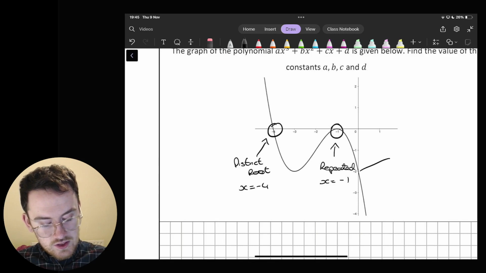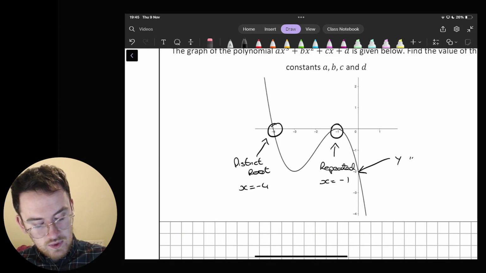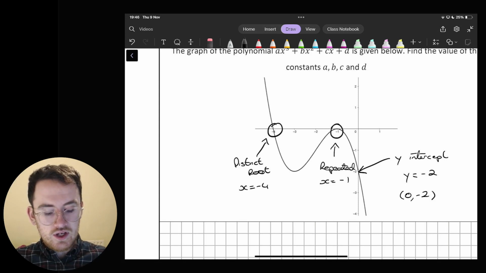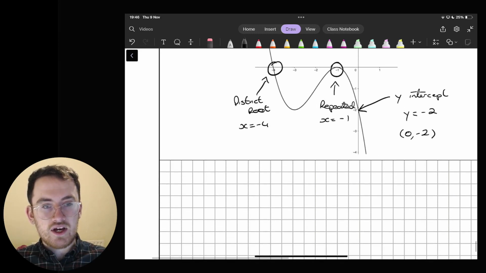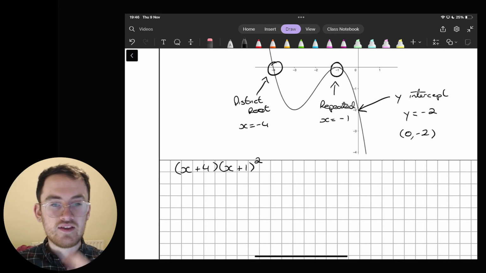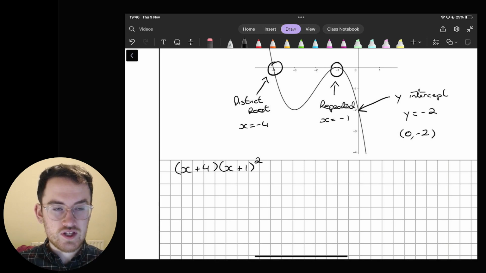And I can see also that my graph has a y-intercept at y equals minus 2, or at the point (0, minus 2). So I have a repeated root at minus 1 and a distinct root at minus 4. So let's go from roots to factors. My factors are x plus 4 and x plus 1 squared. Okay, that's my general expression for this polynomial.